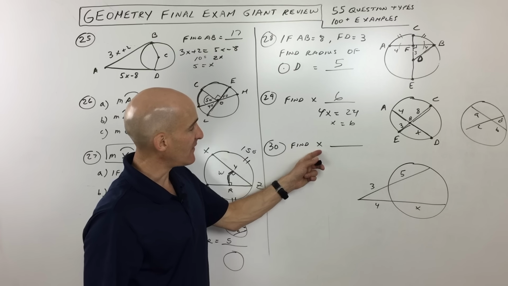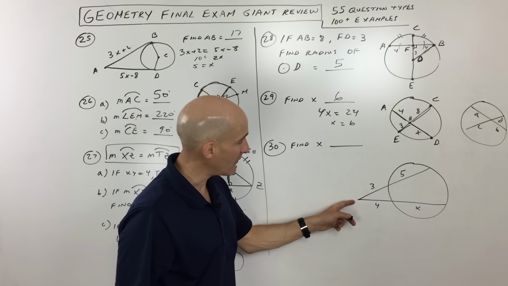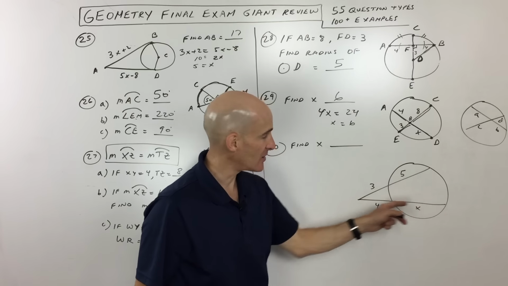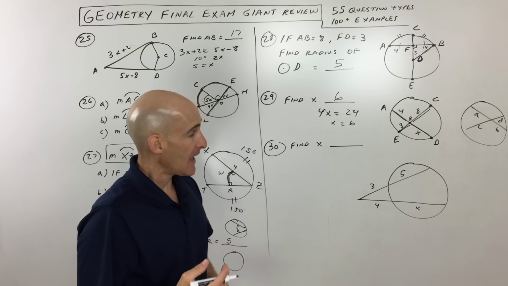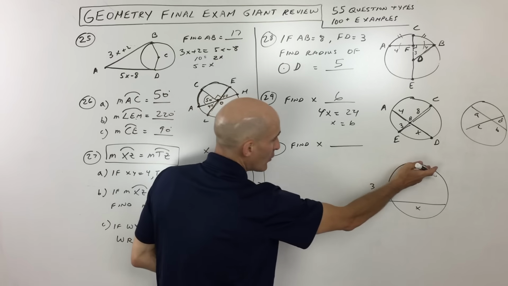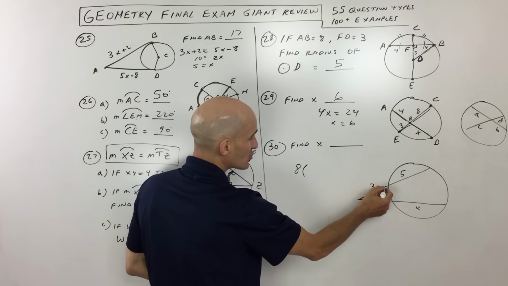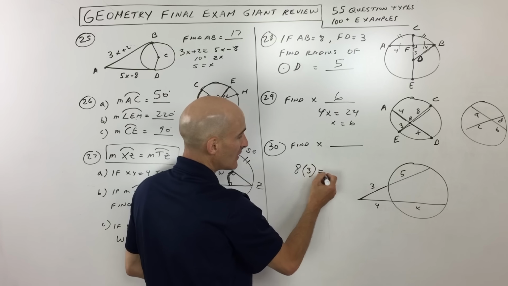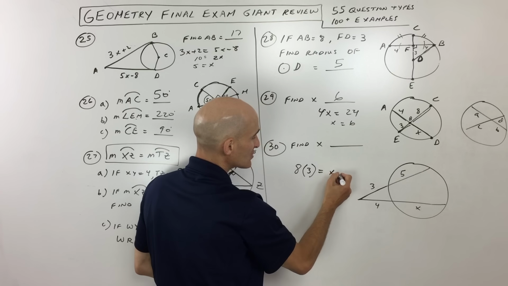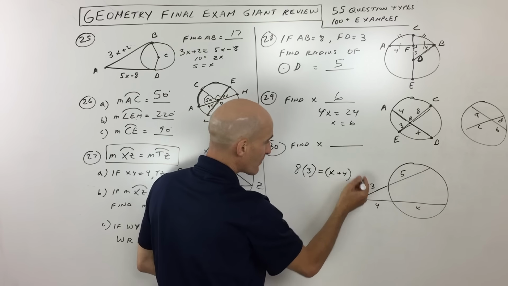Okay, number 30, it says find x. So what we have here is two secants. It's cutting through the circle at 2 points. And what you want to do for this one is take the whole length, which is going to be 8, times the external portion, the part outside the circle, equals this whole length, which is x plus 4, times the part outside the circle.